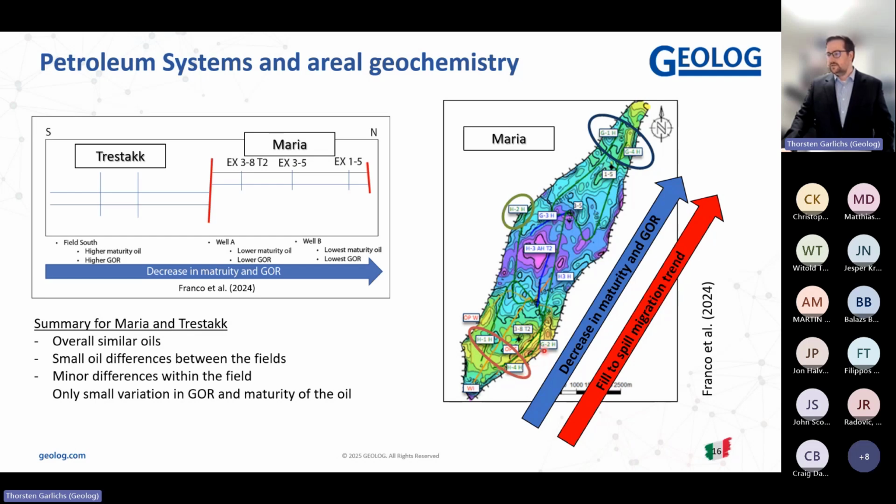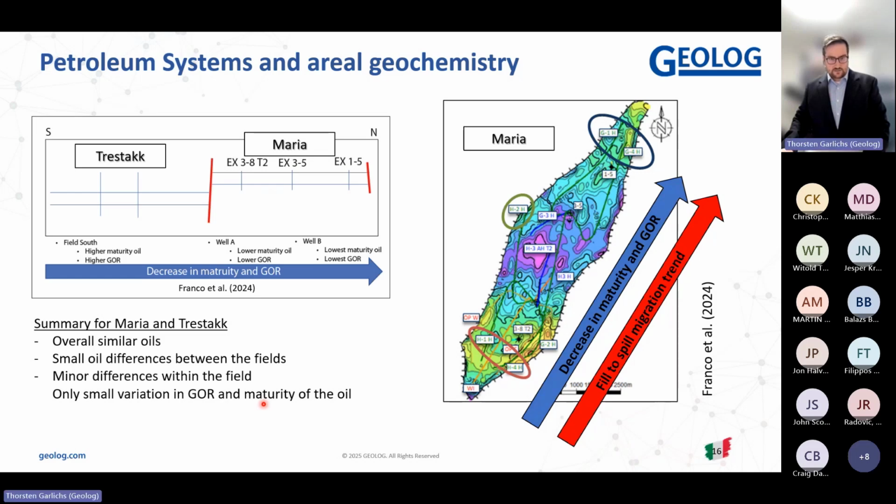Therefore, based on the fill to spill scenario, we see that also in Maria, the southern part was filled first, and then the northern part was filled second. However, as you saw before, we had quite high oil similarities. So this is still the case when you go to the biomarkers. The overall similarity is high. We have only small differences between the fields. These differences are mainly related to GOR and maturity. And within the fields, you also see a very small and minor trend from south to north.